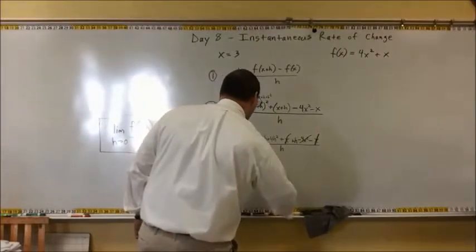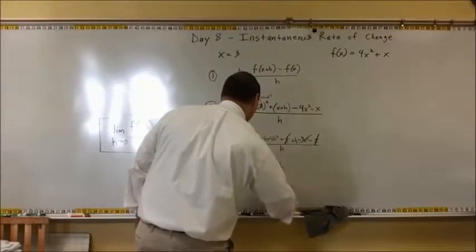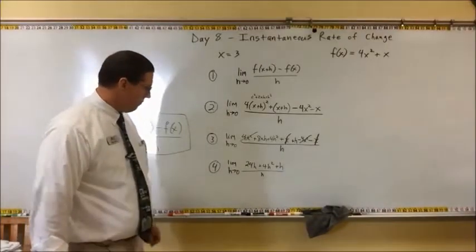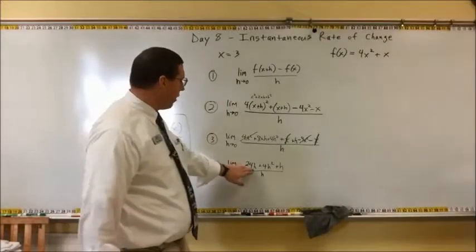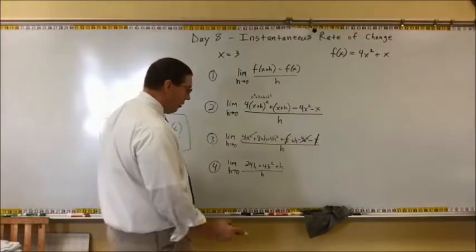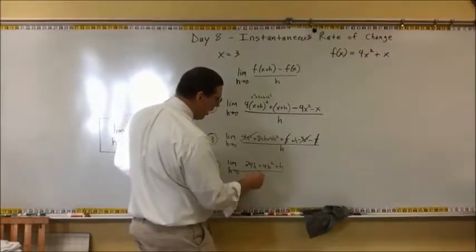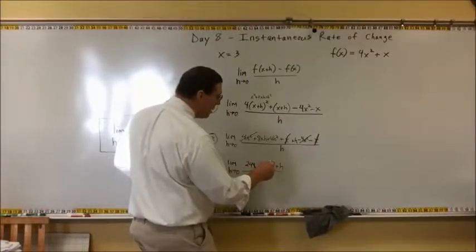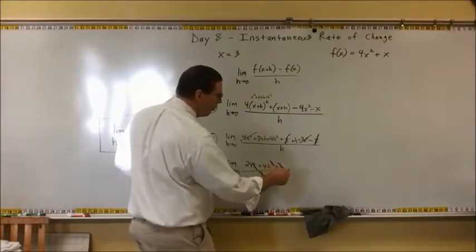plus 4h squared plus h, over h. So I got 24h plus 4h squared plus h. Now I'm going to take an h out, right? What that's going to do is cancel an h here and one of them here. So there's still going to be an h there. Now, what's this h going to turn into? It's going to turn into a 1, right?